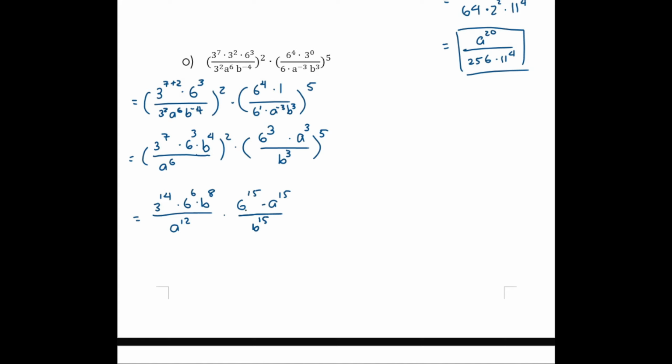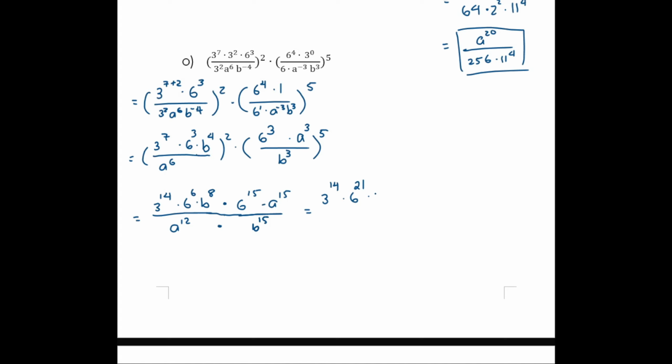Now we have two fractions being multiplied together, so we're just going to multiply the numerators together, multiply the denominators together. All right? So that's going to give me what? We've got 3 to the 14. Up here we've got 6 to the 6. Here we've got 6 to the 15. So same base, we can add their exponents together. 6 plus 15 is 21.